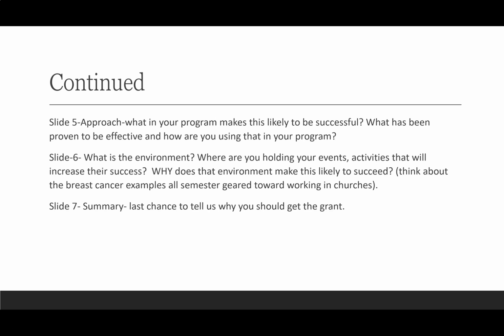Slide 6, explain the environment of where you're holding your events. And so slide 5 and 6 might be combined. You might still have 2 slides where you tell us your approach and where, and you do that over a couple slides. That's fine, but make sure it's clear that you're telling us the approach and the environment where it's happening. Why is that environment going to help you be successful?